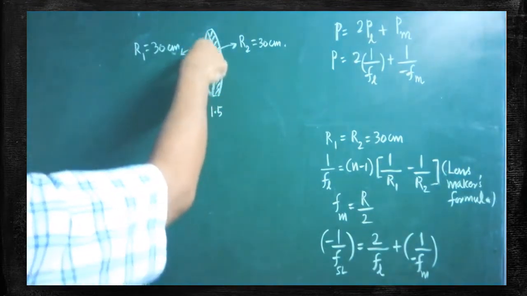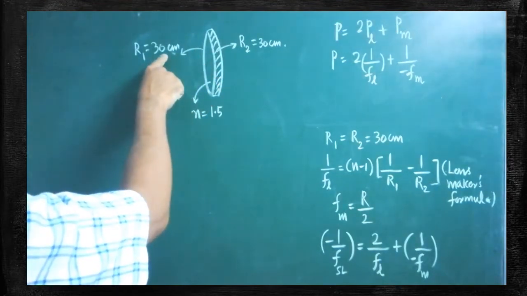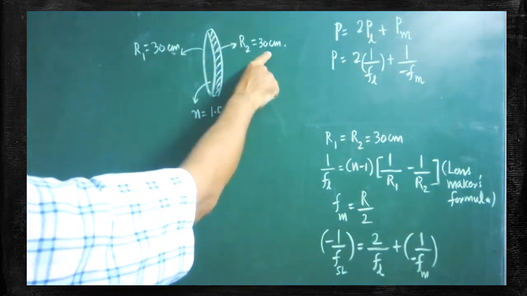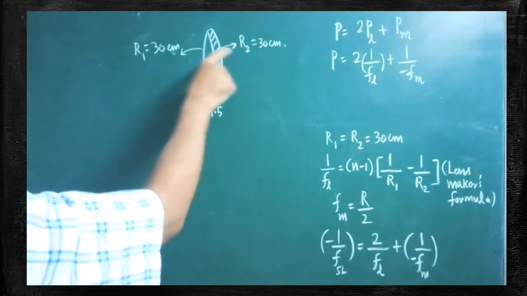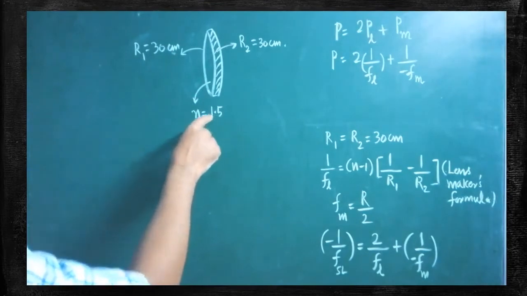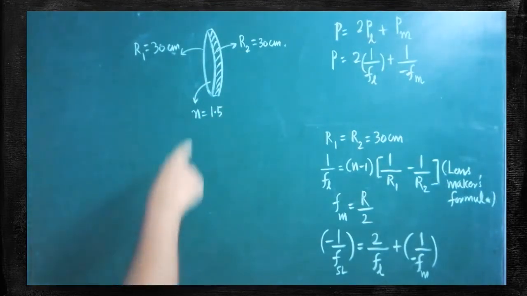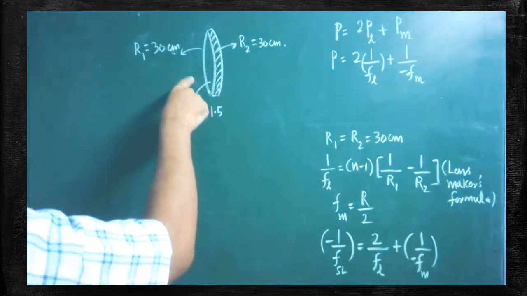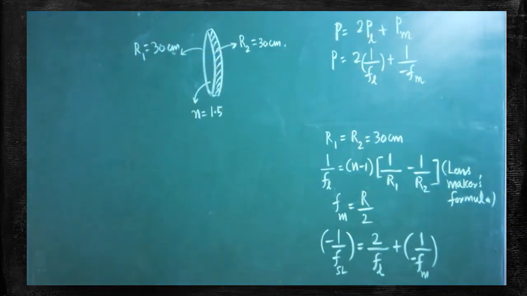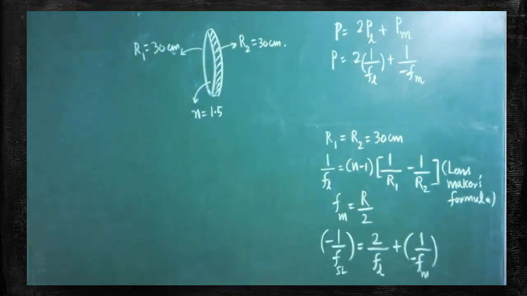The radius of curvature on either side of the lens is how much? R1 is equal to 30 centimeter, R2 also equal to 30 centimeter. So R1 and R2 are both equal. The refractive index of the lens part is 1.5. You are asked to calculate the focal length of the silvered lens as well as the power of the silvered lens. I have written all the required formulas here. First let's calculate the focal length. Later we will go to the power part.